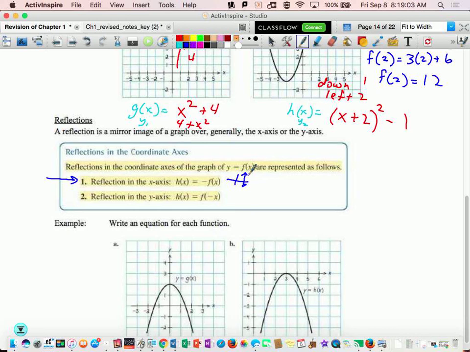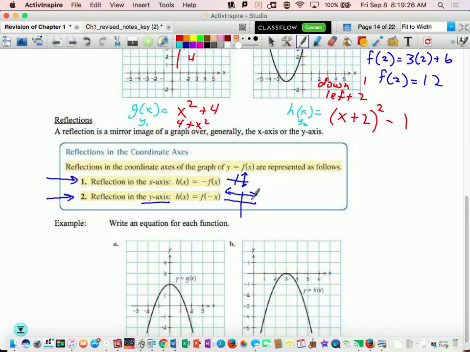If you have a reflection in the y-axis, it's similar to our even function that we talked about yesterday. Everything flips on the y-axis. So x and negative x produce the same thing. The butterfly fold, I guess, is what you could call it.